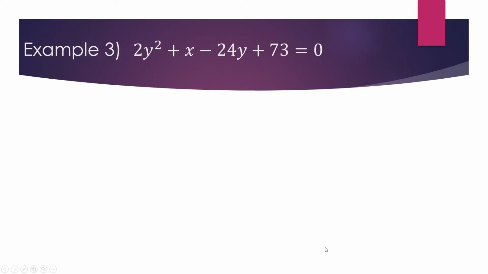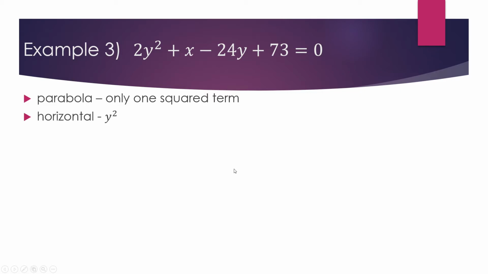Next up, example 3: 2y squared plus x minus 24y plus 73 is equal to 0. Feel free to hit pause and take a moment to think for yourself as to which type of conic section you think this should be. This is a parabola because there's only one squared term, that 2y squared. We also know that it's horizontal because it's the y being squared and not x being squared.